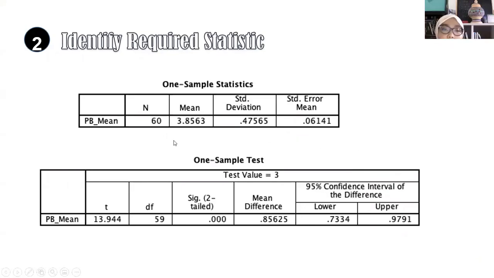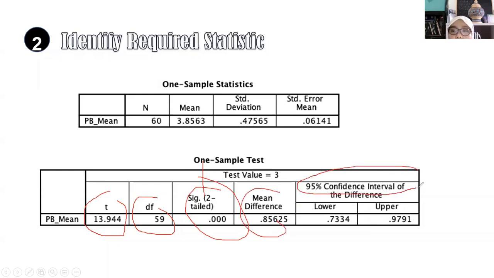So then you have two tables. One is the one sample statistics that summarize the mean and standard deviation of your data. The other is the one sample test. Based on the data, you have the t value, the degree of freedom, the significance result that we want to report, the mean difference and the confidence interval. So this is the one that I mentioned just now, CI, confidence interval.